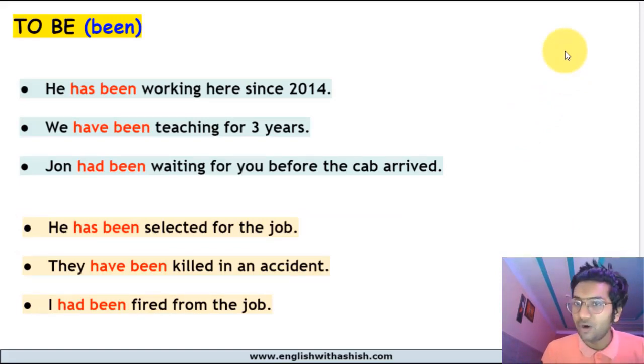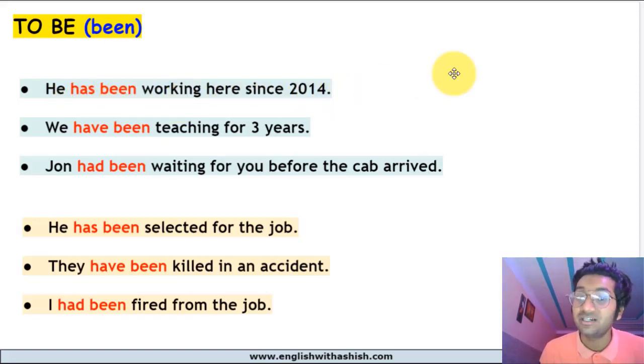Okay, the next is been, the third form or the past participle of to be. So we have has been, have been, and had been. They're either followed by an ing form of verb, present participle, or a past participle, third form of verb. We have examples for both the cases. He has been working here since 2014. He has been working. Present participle, ing form of verb. So it's the helping verb, working is the main verb.